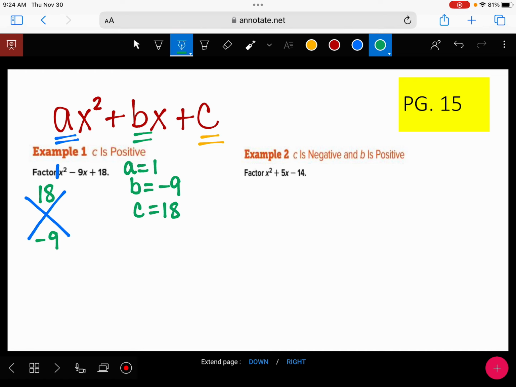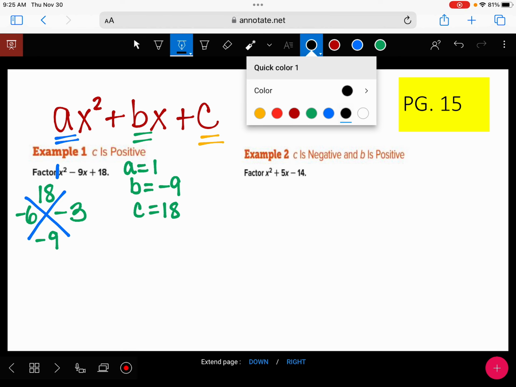All right, who wants to volunteer those numbers? Anybody? What did you get? Negative 6 and negative 3. Who agrees with Alan?